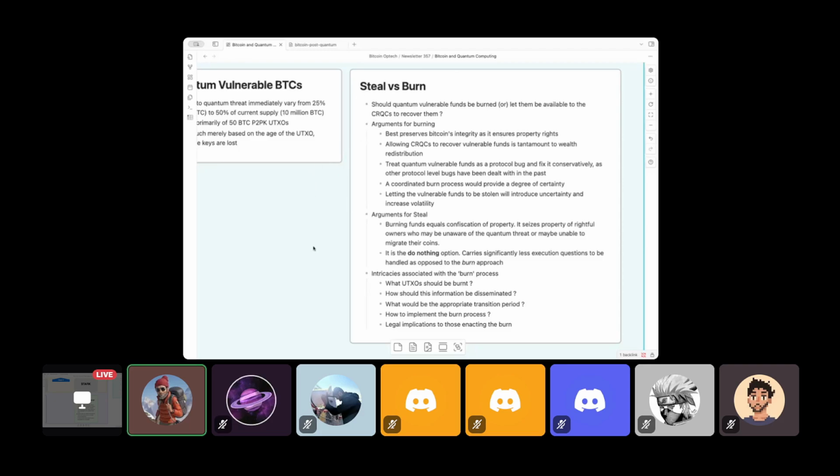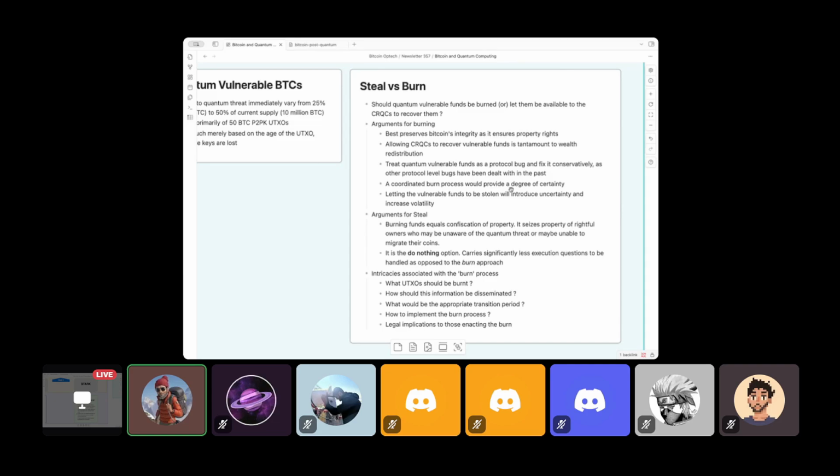So there are arguments for burning them, and there are also arguments for letting the quantum computers steal them. If you look at the arguments for burning them, it best preserves the integrity of the chain, and it helps you ensure property rights. You basically drive home the fact that property rights on Bitcoin are inviolable. So that is there.